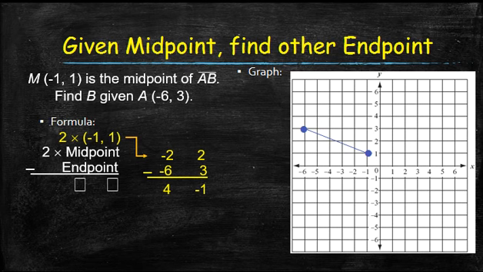Let's look at this on the graph. We're going to count along the grid lines just like we did before. We're going down 2, and we're going to go over 5, and then we just repeat that same thing. So down 2, over 5 again, and we get our other endpoint at (4, negative 1).